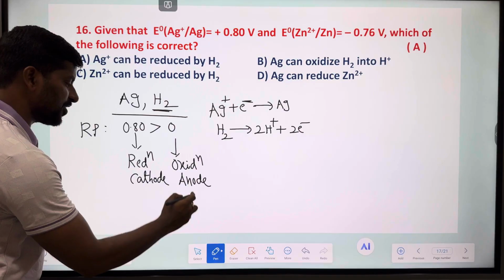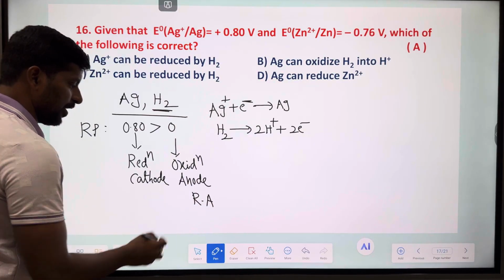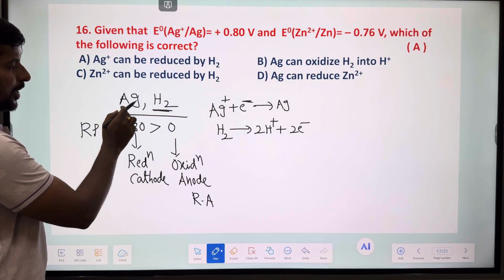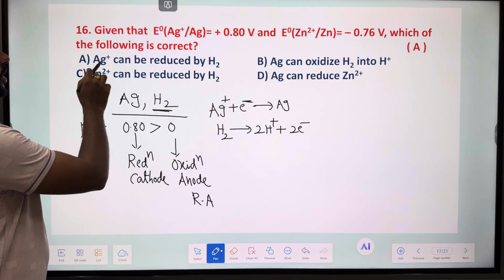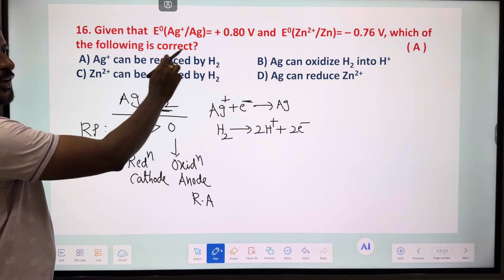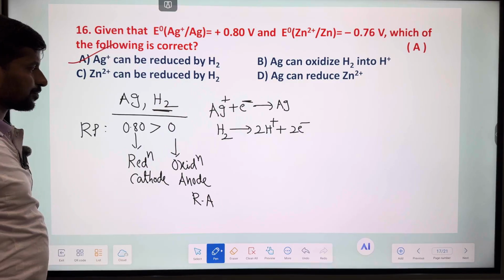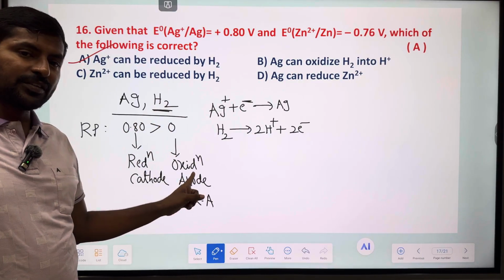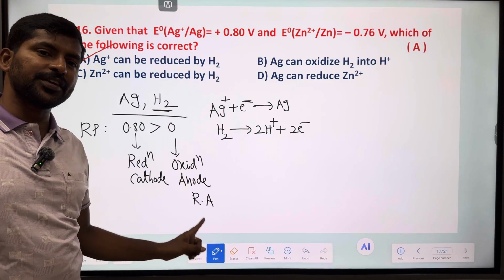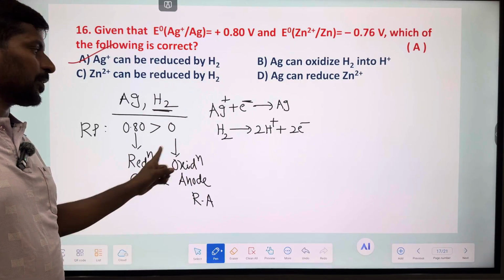H2 undergoing oxidation means it is a reducing agent, right? Reducing agent. That means silver can be reduced by hydrogen, right? Ag+ can be reduced by hydrogen. That is correct. Hydrogen undergoing oxidation means it acts as a reducing agent. That means it can reduce Ag+ ions to Ag.